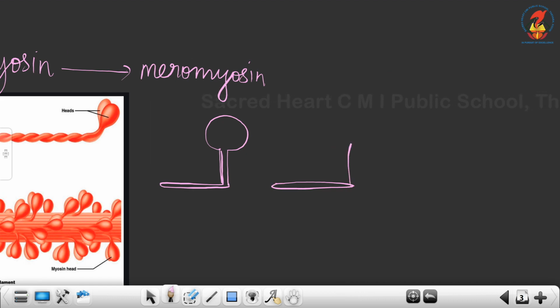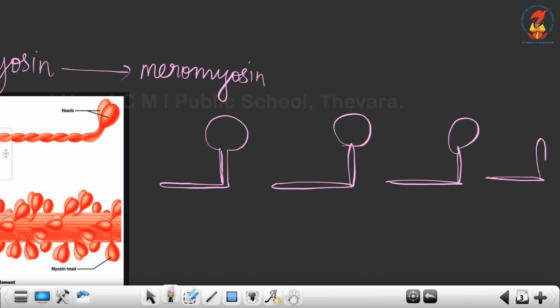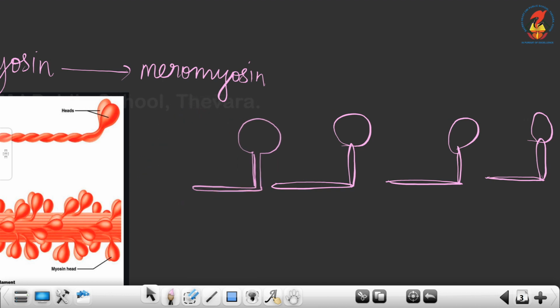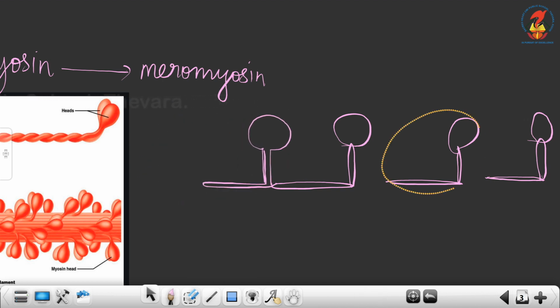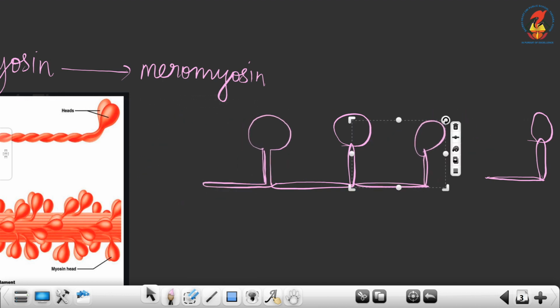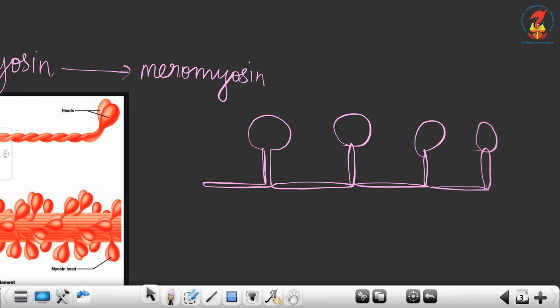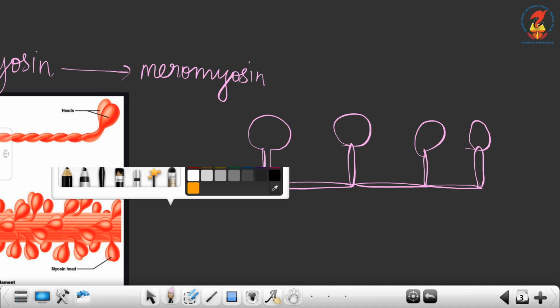So this is the tail, short arm, globular head. Tail, short arm, globular head. Tail, short arm, globular head. And I'll join these together to form the polymer called myosin. So now I got a myosin filament.